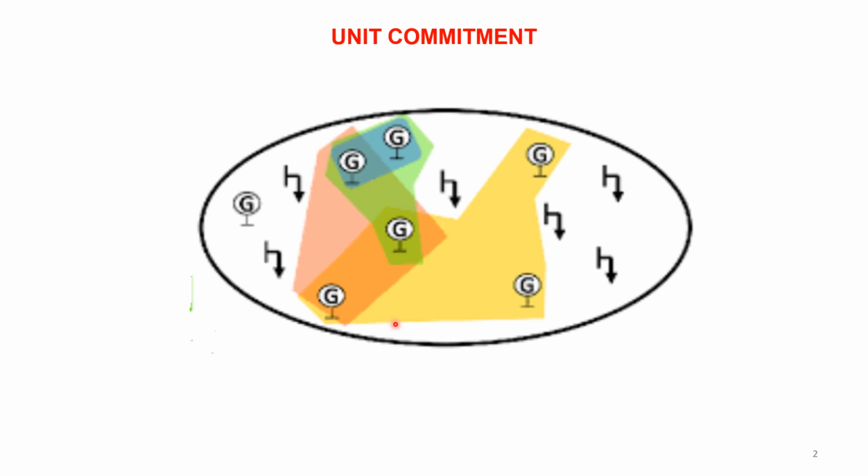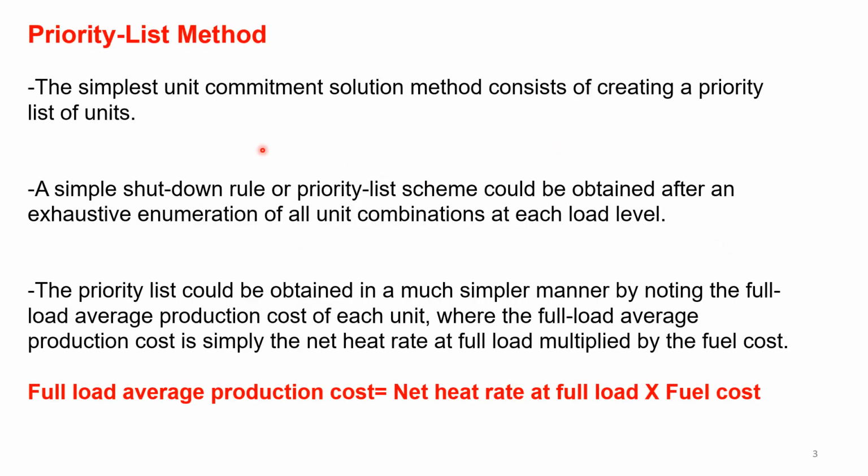Here there are three methods. In that, I'm going to brief about the priority list method. This priority list method is the simplest method. You have to create a priority list of units. A simple shutdown rule or priority list scheme must be obtained.